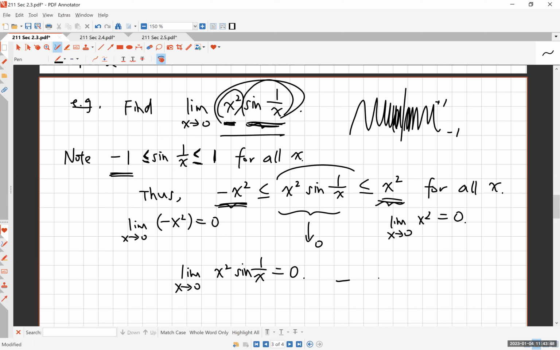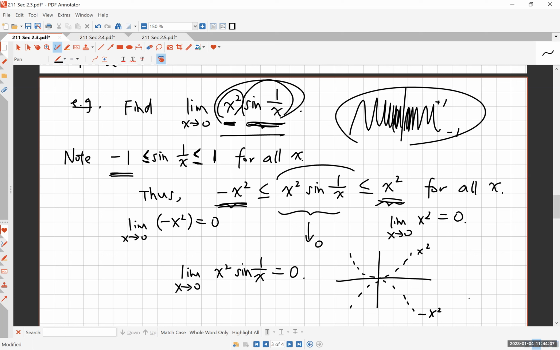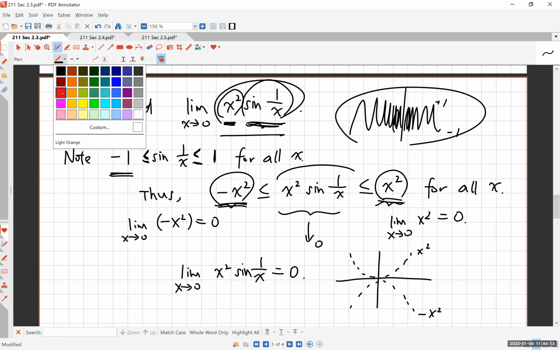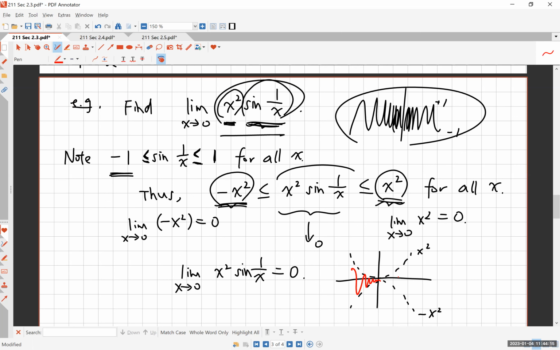Okay, you can actually figure out the graph of this function. Remember, sine of 1 over x looks like this. But remember, it's going to be bounded by x squared. Now, x squared goes like this. That's x squared. Negative x squared goes like this. This is sandwiched between this function and that function. And so the graph of this function is going to be like this. It still oscillates back and forth, okay? But right here, it's actually going to go to 0. And you can get this limit using the sandwich theorem.